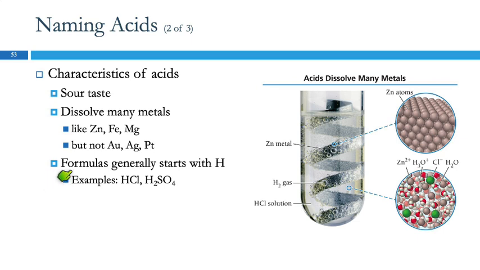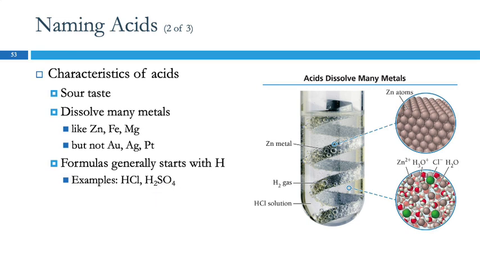The formulas for acids generally start with H. In Chem 1A, they always start with H. It gets a little complicated after you get through 1A, but for now we can keep it simple. So HCl, H2SO4, the H in front.